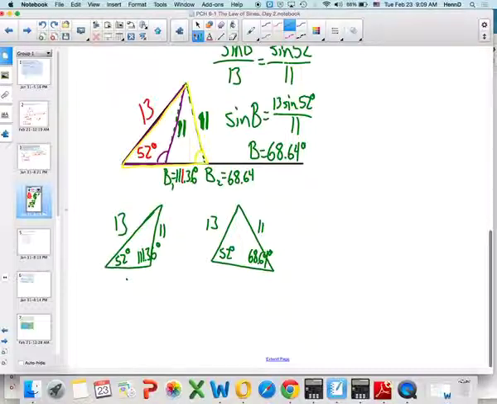Obviously, I'm not going to assign homework for this. We're going to look a little bit more at this and practice with the law of sines on Friday. But that's everything that we need to know about the law of sines. We just need to be careful when we're using the law of sines to find an angle to see if there is a possible second option. Okay?